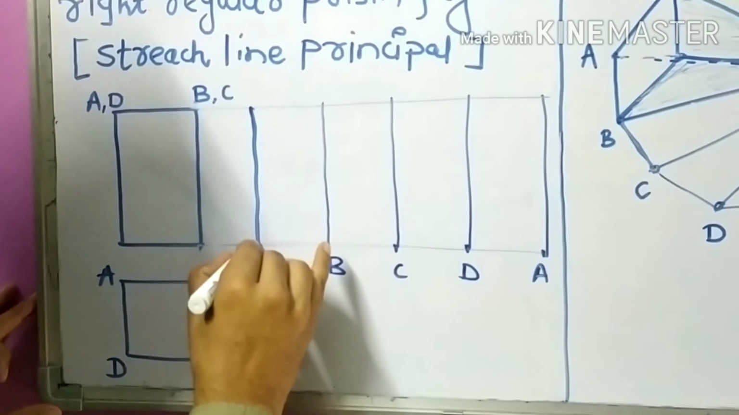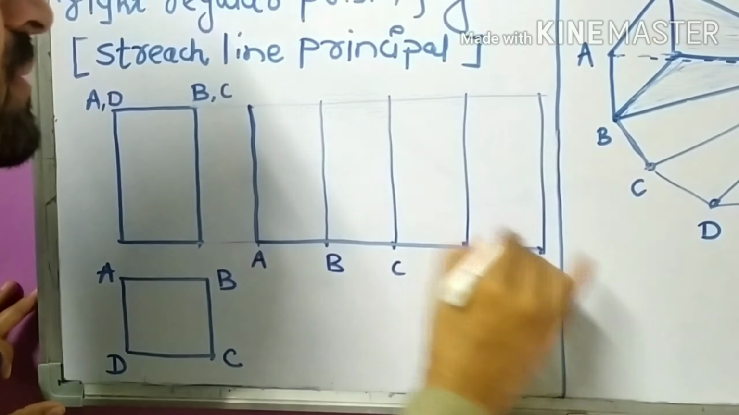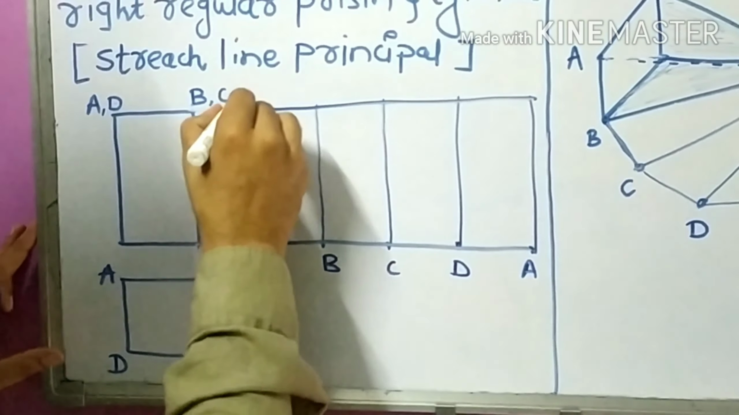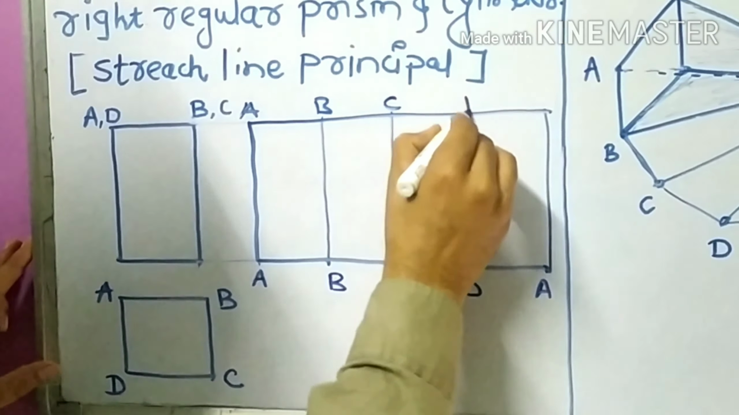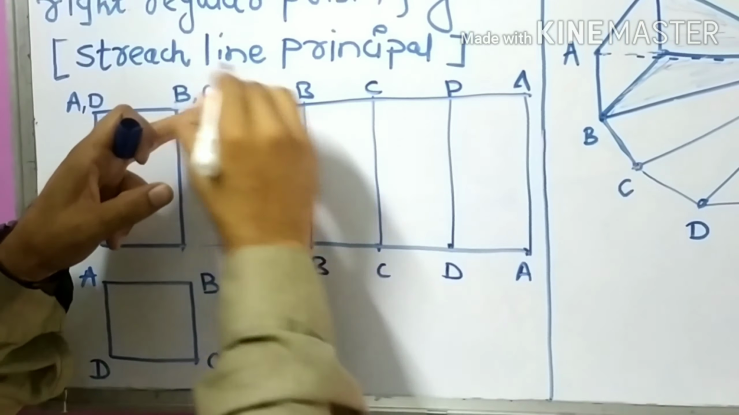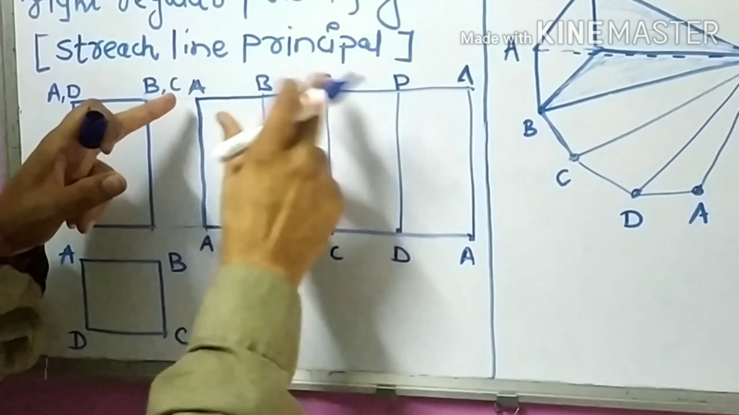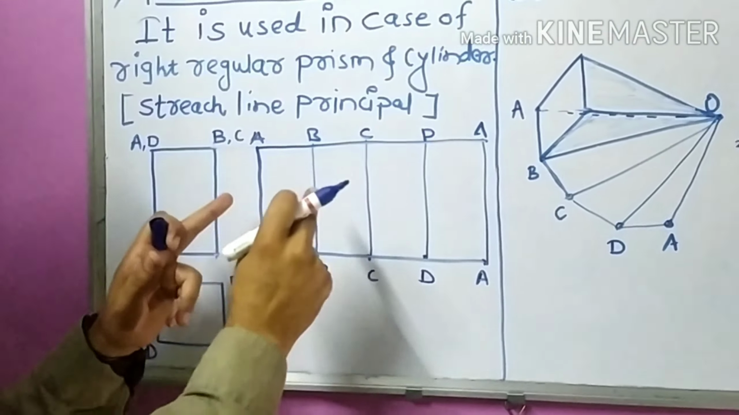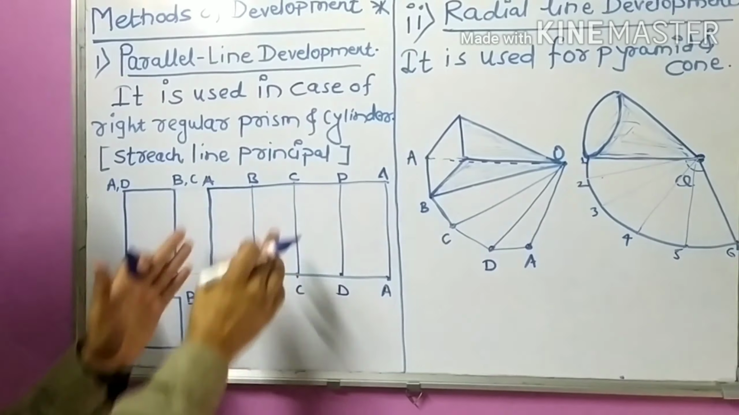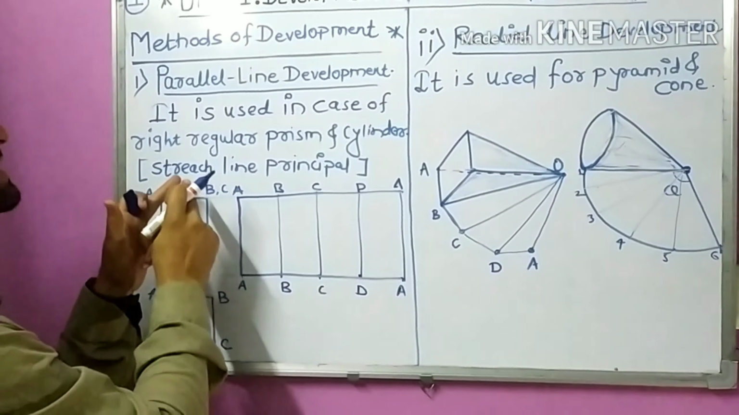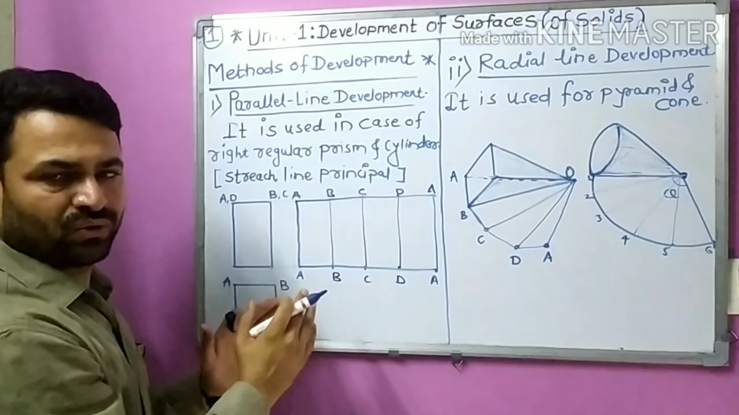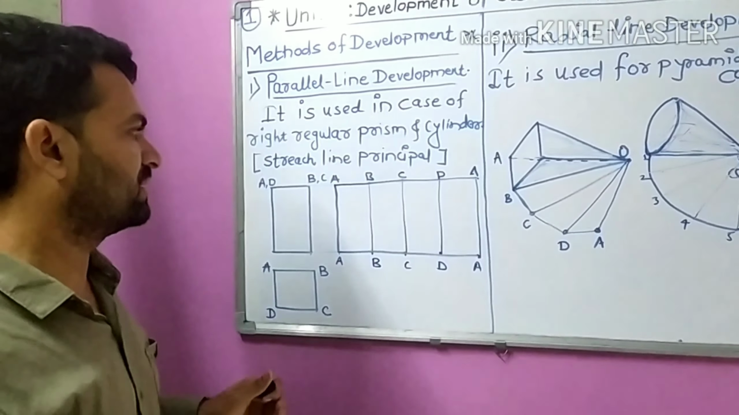this is the development of the square prism, which will be equal to the perimeter. So A, B, C, D, and again A. This A to A is known as the stretch line, the stretching of the line. So this method is known as the stretch line development method. I have drawn one example to get the concept of the parallel line method or stretch line principle method. This is the stretching of the plane, so it is known as the stretch line principle method.